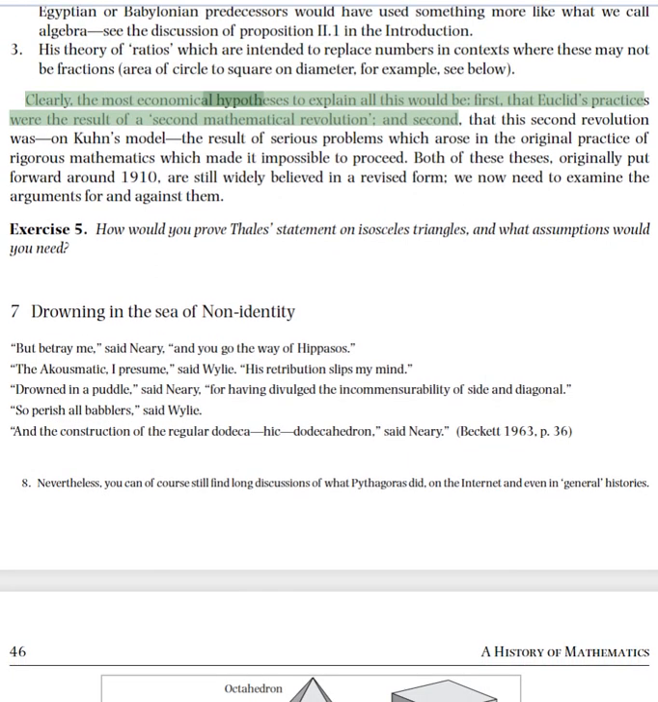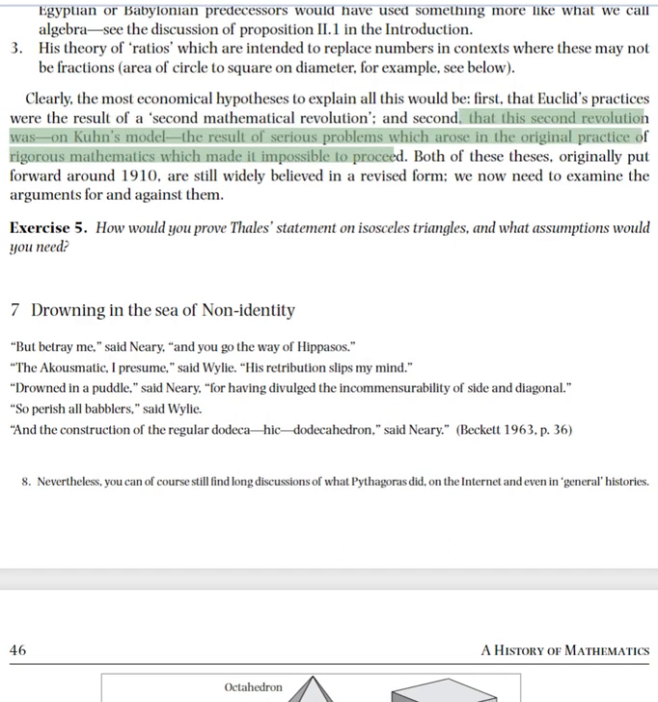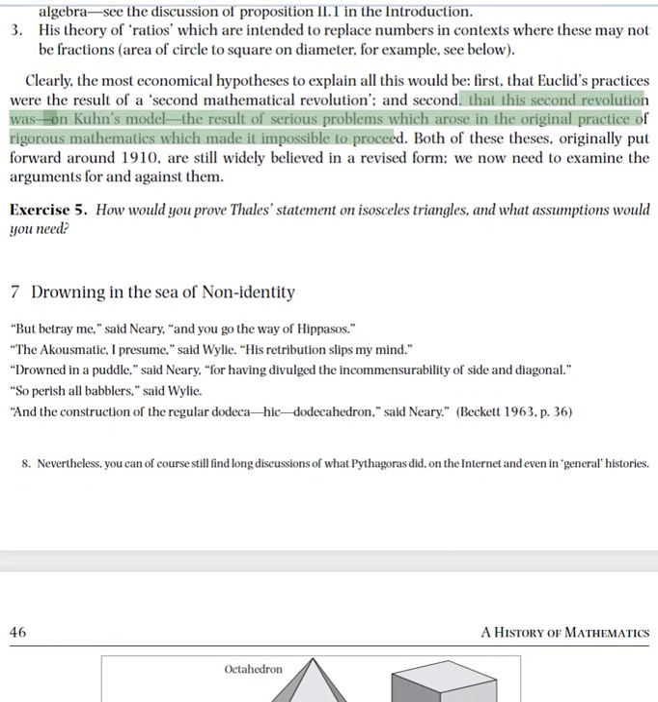Clearly, the most economical hypotheses to explain all this would be, first, that Euclid's practices were the result of a second mathematical revolution, and second, that this second revolution was, on Kuhn's model, the result of serious problems which arose in the original practice of rigorous mathematics which made it impossible to proceed.